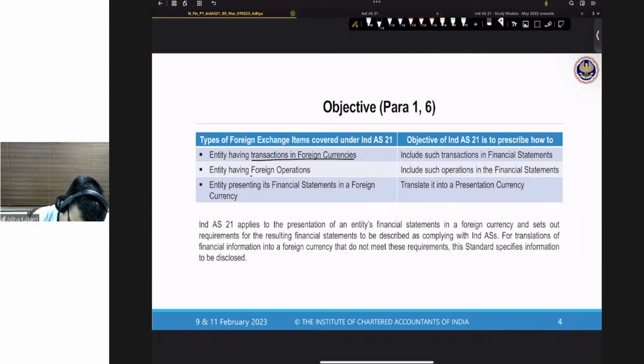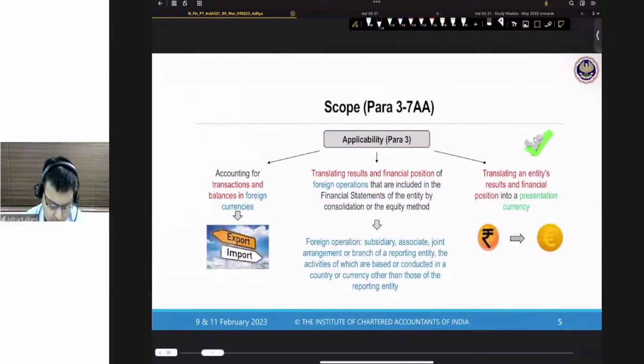Entity having foreign operations. We will discuss what is foreign operations. You can think of it like a branch or a subsidiary for the time being. The Ind AS 21 tells us how to include such operations in the financial statements. And finally, entity presenting its financial statements in a foreign currency, how to translate it into a presentation currency. We have now two terms which are there. One is foreign currency. The other is a presentation currency. So we'll see what these are in a couple of minutes from now.